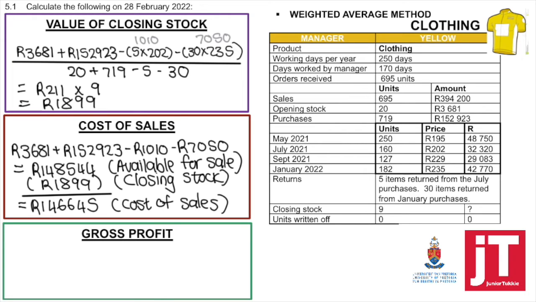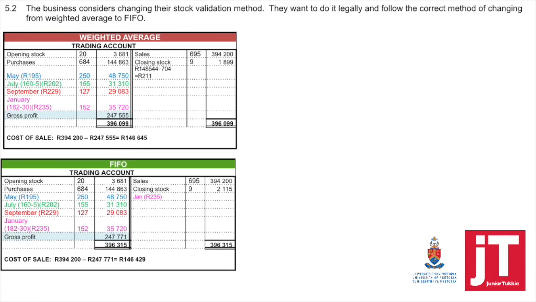Now that we've got the cost of sales, we need to calculate the gross profit. That means sales minus cost of sales. So my sales was given to me, minus the cost of sales calculated in the previous question, equals the gross profit. Question 5.2. The business considers changing their stock valuation method.